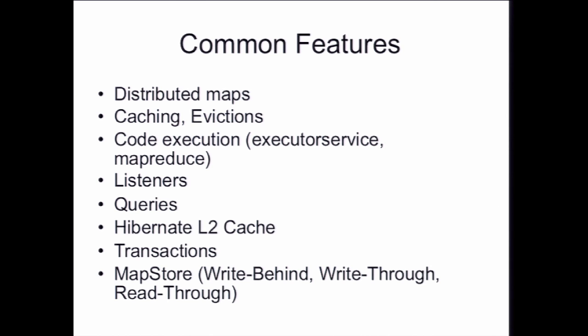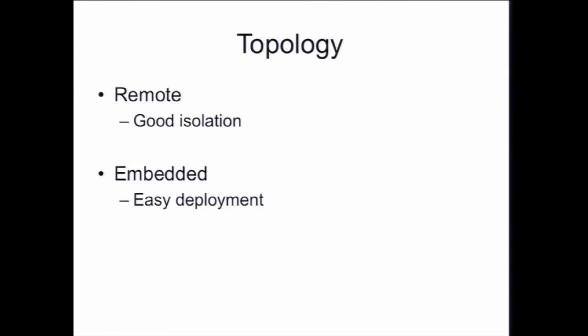They do have Hibernate second level cache. Implementations are all different still, but they do provide that integration. Transactions are supported to some degree, like some of them are local, some of them are two-phase commit, but they do provide some level of transaction. And map store is also a cache store, very common, because it's in-memory stuff, right? We want to be able to talk to a backend data store to persist things, load things, so they all provide some way of storing and loading.